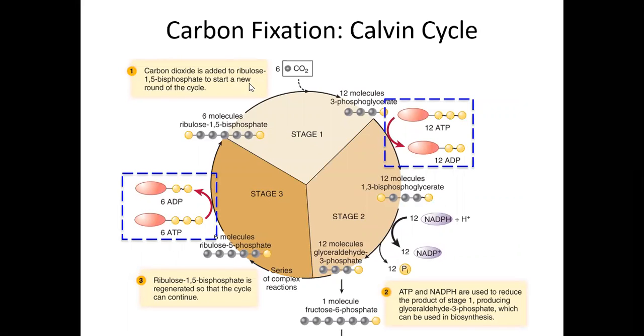So the Calvin cycle, carbon dioxide is added to ribulose 1,5-bisphosphate. It starts the cycle. And then you have an input of 12 ATP, a lot of ATP. And NADPH is also used. So you need 12 ATP and you need 12 NADPH. And it produces glyceraldehyde 3-phosphate, which you guys all know is used in biosynthesis. It can get shuffled to all the other pathways, glycolysis, pentose phosphate pathway.